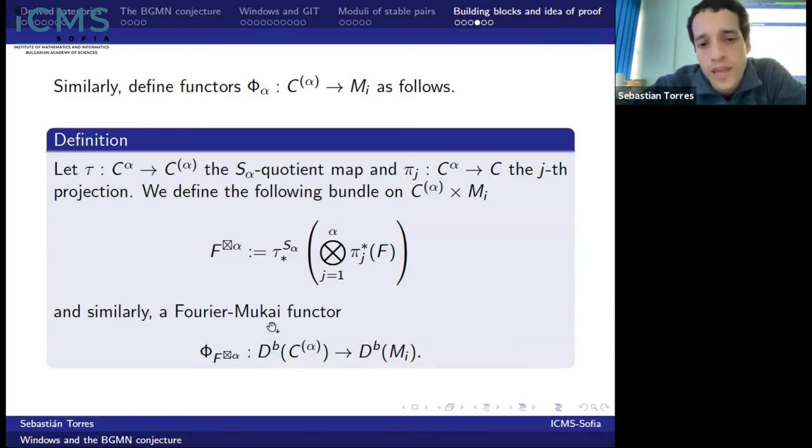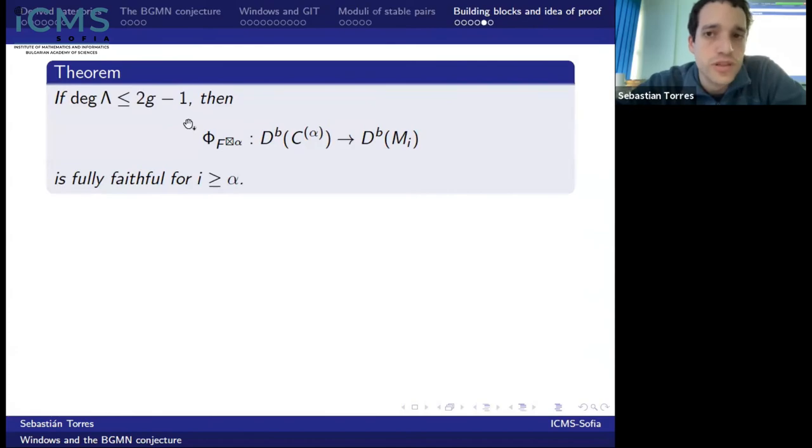So that way you can define a Fourier-Mukai functor like this, which, by the way, in Kuznetsov, Li, and Narasimhan's embedding of the symmetric square, they use the same kind of bundle. It turns out that this is the right bundle to use. You define your Fourier-Mukai functor, and you can show this theorem that you also have an embedding like this. That's how you embed the derived category of the symmetric power of the curve, and not only on M_alpha, but on M_i again by playing this windows game.